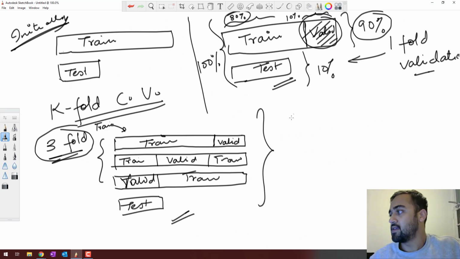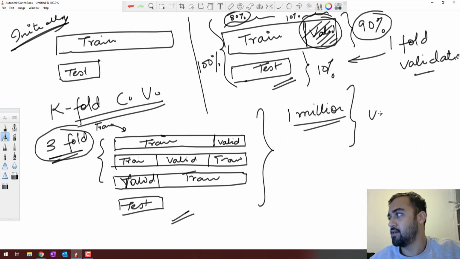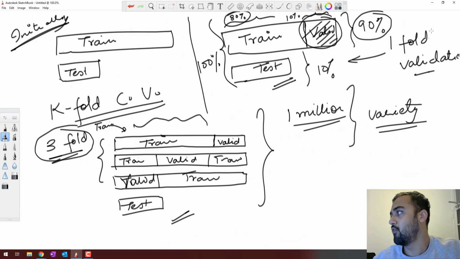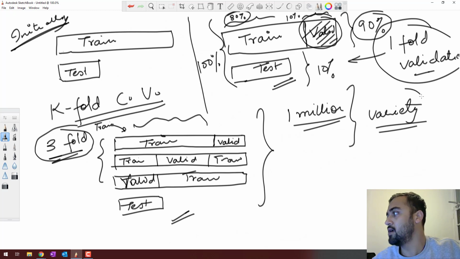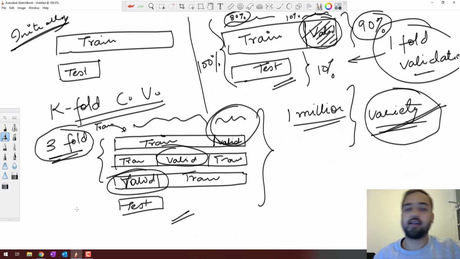This is done because if you have over a million lines of data, and you have variety in your data, and you use just one fold validation, you won't be able to account for all the variety in the data, right? You'll just be able to take this much part for the validation or development set, or the middle part or the front part for the validation set.